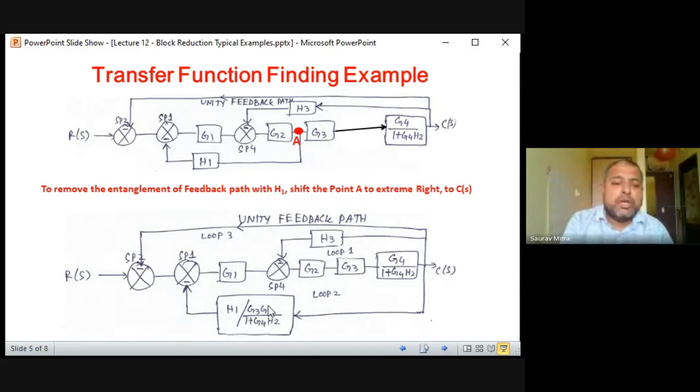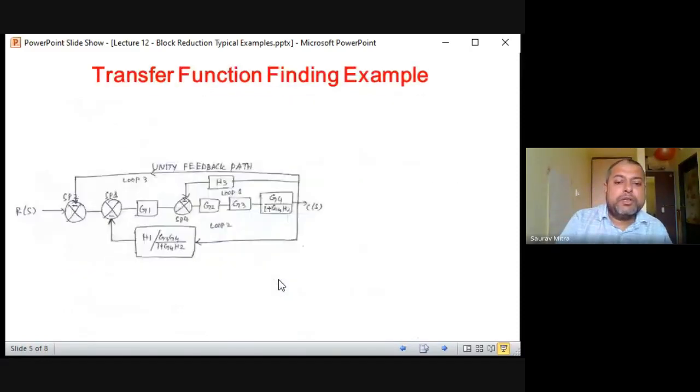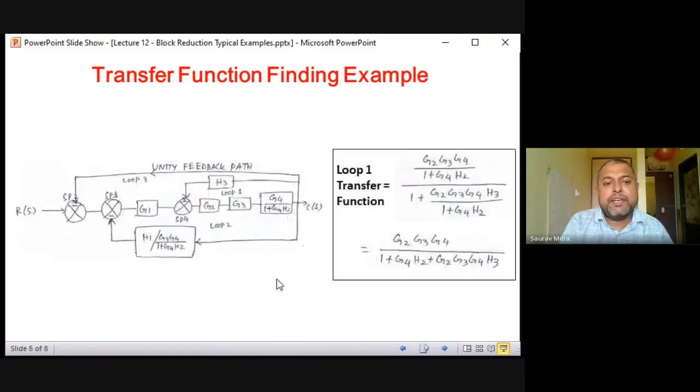This whole thing I asked you to show as Gx, or you can show it as Hx also, because this is feedback. That's why you can show it as Hx. That is another thing. And after solving loop 2, you have to solve loop 3. Bringing the whole circuit to this point is the main challenging job. So what we are doing now: loop 1 we are solving.